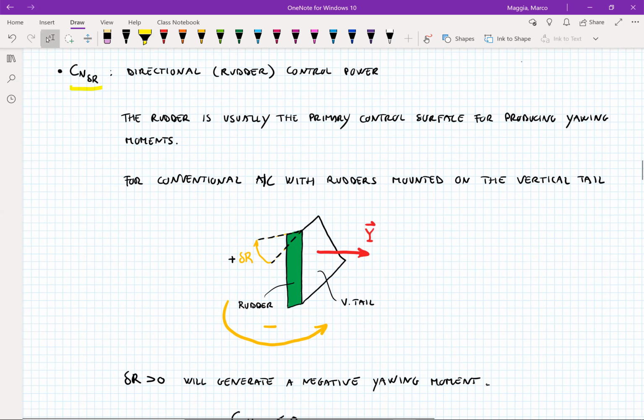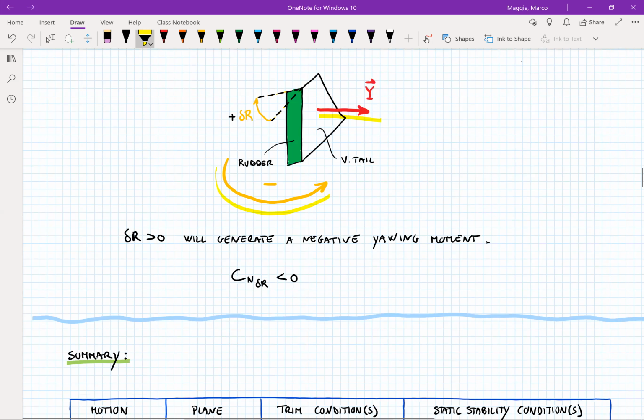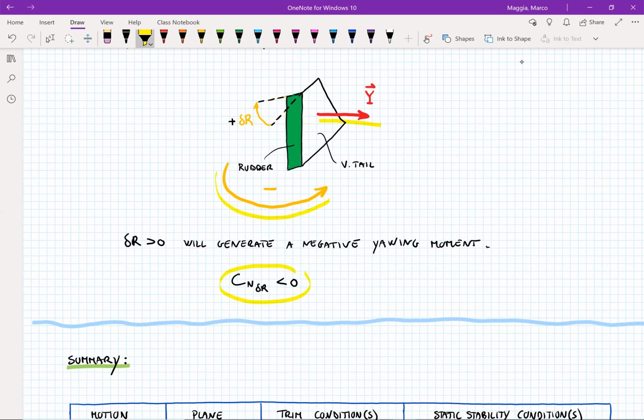Now, for conventional aircraft, we have the rudder that is mounted at the end of the vertical tail. So if we have a positive rudder deflection, which by convention means the rudder to the left, that causes, as we saw last time, a side force along the positive y axis, and that creates a yawing moment in this direction, which is by convention negative. Therefore, Cn delta R is negative.